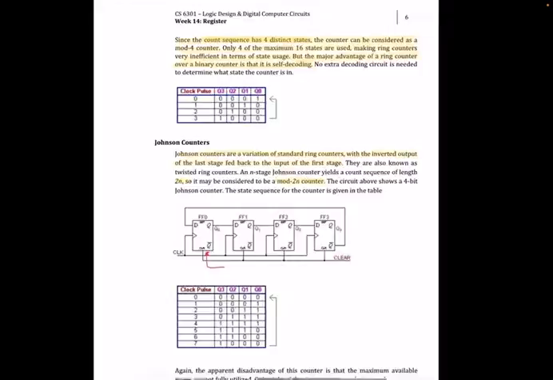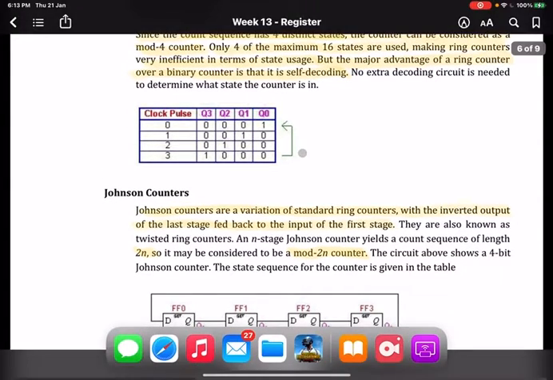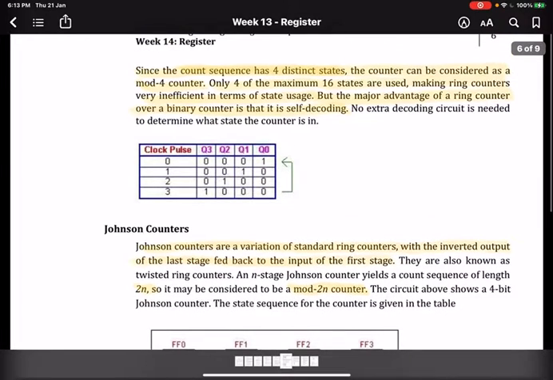But sa Johnson counters, you can see na Johnson counters are variation of standard ring counters with inverted output of the last stage fed back to the input of the first stage. Kita nyo to, ito output, ini-input niya ulit dun sa first stage. So, mas mabilis to si Johnson counters, mas advanced siya compared to dun sa standard ring counters. At mas efficient din, kasi sa standard ring counter, ito lang yung gamit niya na column. 16 states lang ang kanyang gamit.